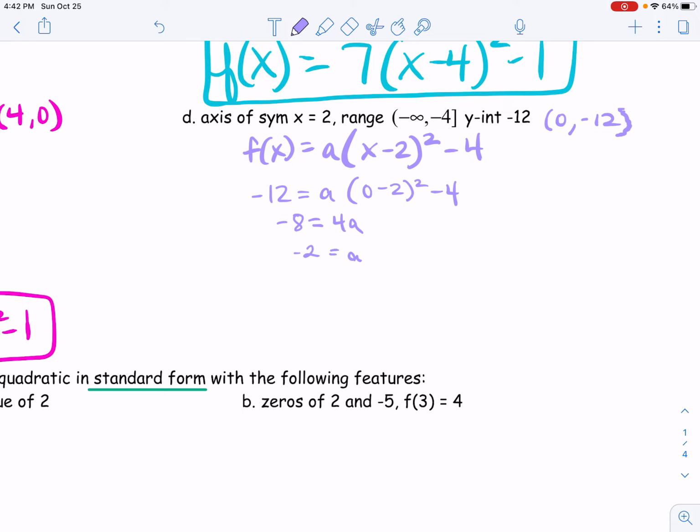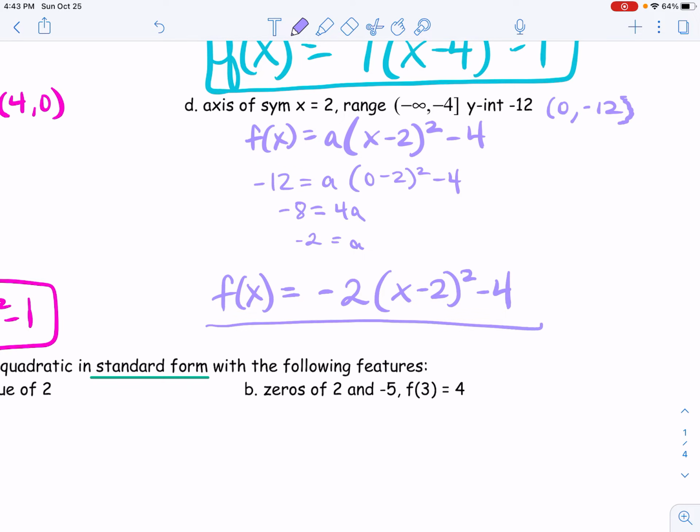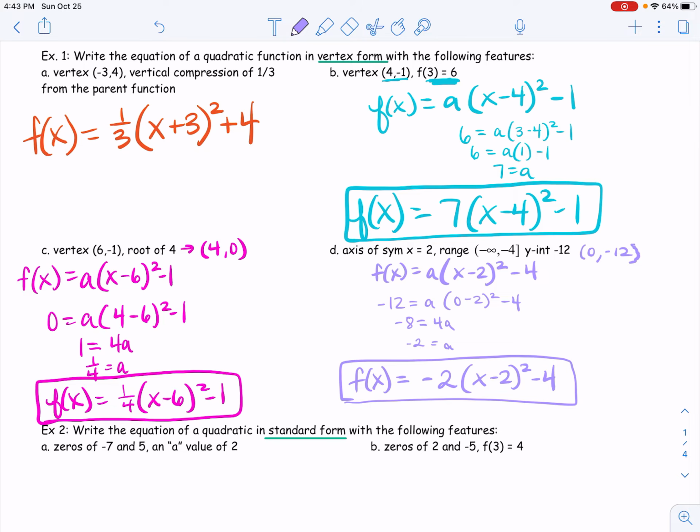Which makes sense because, like I said, it has to have been reflected over the x-axis. And so getting an a of a negative value is good news. So that means I have f of x equals negative 2 times x minus 2 squared minus 4. And there we have it. Okay, so all of those were taking pieces of information and putting it into vertex form.